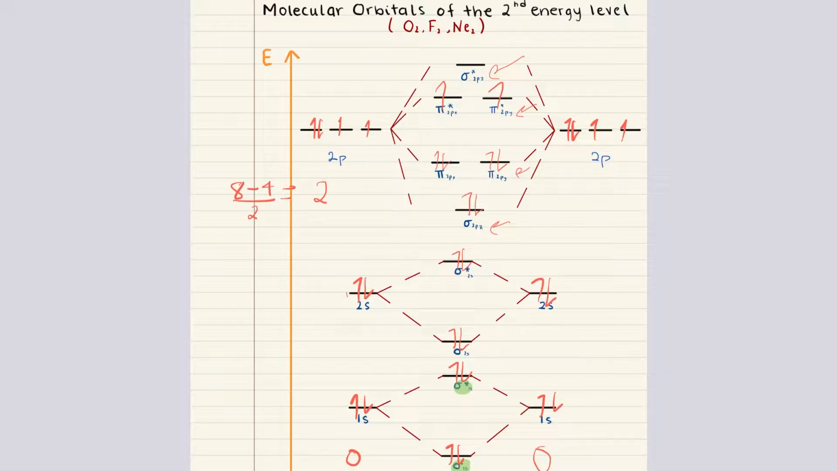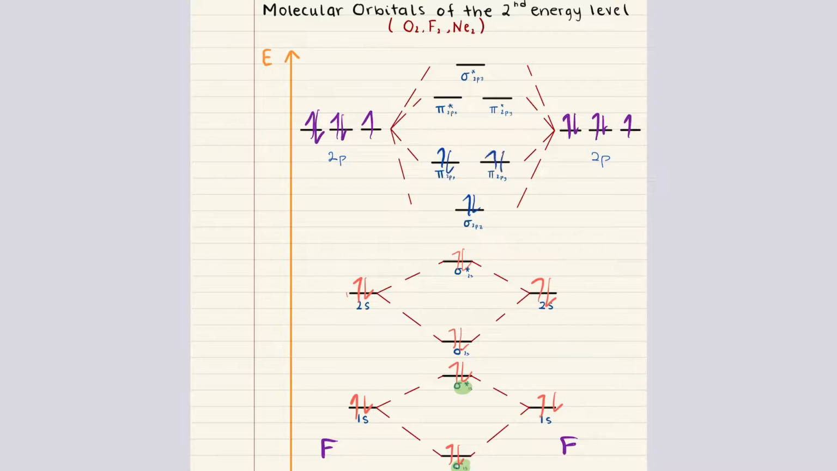Now we want to do difluorine. Each fluorine atom has 5 electrons in 2p, giving us a total of 10 electrons to distribute in the 2p molecular orbitals. We're going to distribute the electrons in the following way. 2 electrons are going to fill the sigma 2p bonding orbital. Then we're going to have 4 electrons fill the 2 degenerate pi 2p bonding orbitals. Then the remaining 4 electrons are going to fill the degenerate pi star 2p antibonding orbitals. So this is the distribution of those 10 electrons.